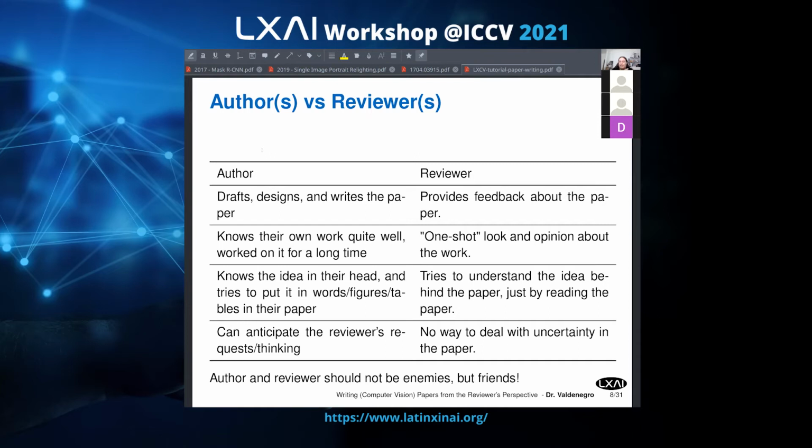The author can also anticipate the reviewer's requests or thinking. In general, a very experienced author can tell you, oh yeah, the reviewer will complain about this, or the reviewer will definitely notice this. But the reviewer cannot do this. The reviewer has no way to deal with uncertainty in the paper. So usually, for example, for a conference, if you find a mistake in the paper, you're not sure if the authors will actually fix it in a satisfactory way.